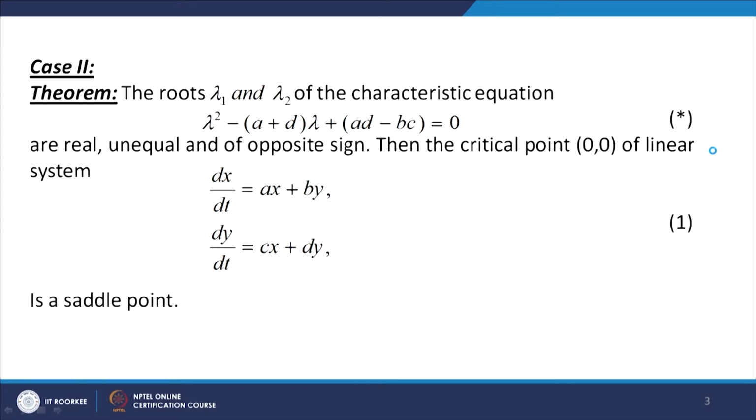Now, let us go to case 2 where we will consider the case where lambda 1 and lambda 2 are real, unequal, and of opposite signs. So, let us say the roots lambda 1 and lambda 2 of the characteristic equation lambda squared minus (a plus d) lambda plus (ad minus bc) equal to 0 are real, unequal, and of opposite signs. Then the critical point (0, 0) of the linear system we shall see is a saddle point.